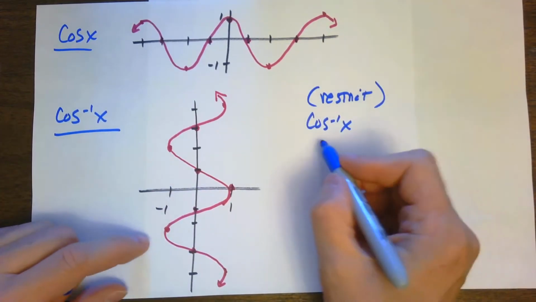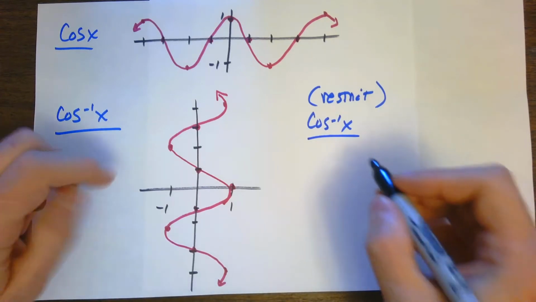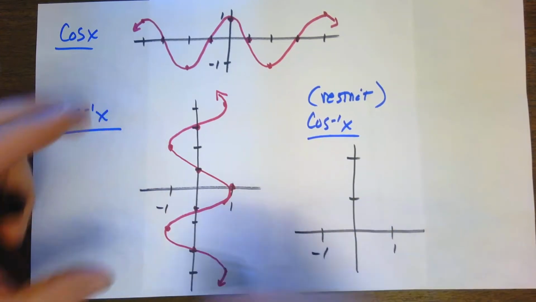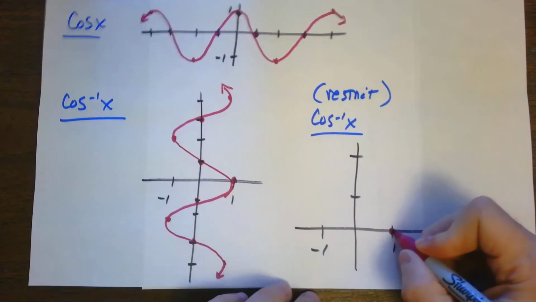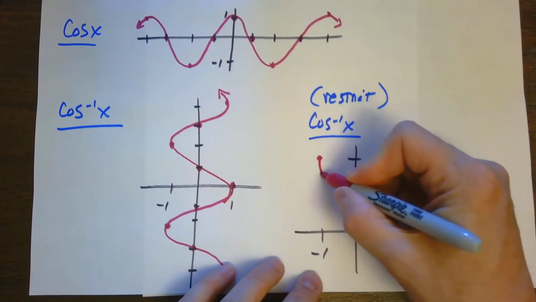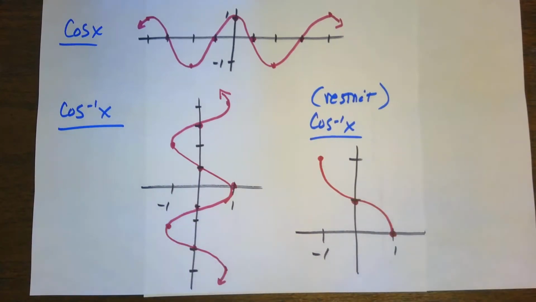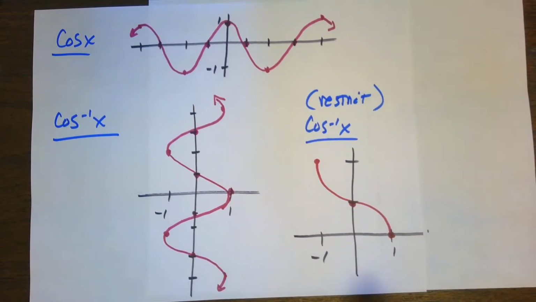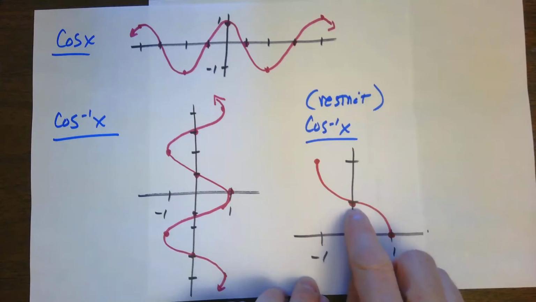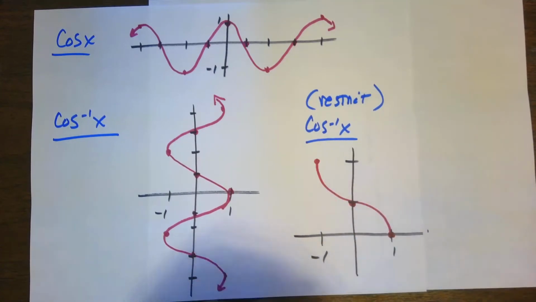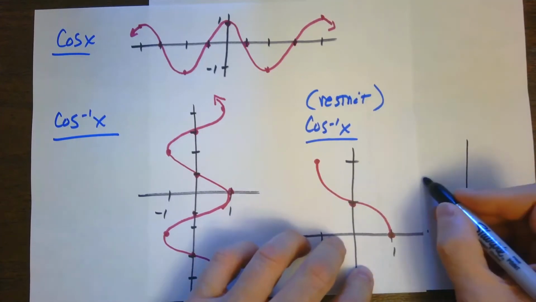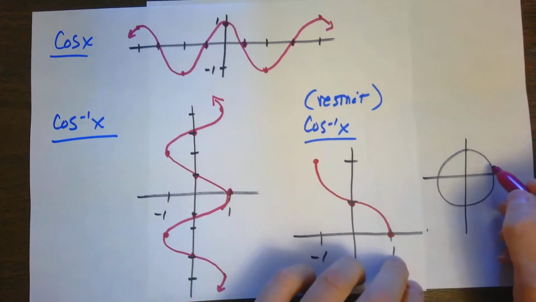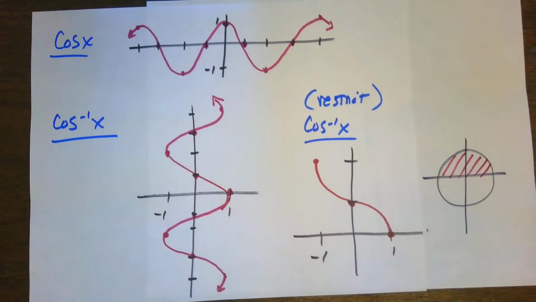Restricted cosine of x, negative 1 to 1, is only going to be this part right here. What quadrants is that? What angles are we restricting ourselves to? Well, remember, this is negative 1 to 1. This is going to be pi over 2 and pi. So restricted cosine, in effect, if I think about it on the unit circle, this is first quadrant and second quadrant. So when we talk about restricted cosine, we're only going to talk about angles in those two quadrants.